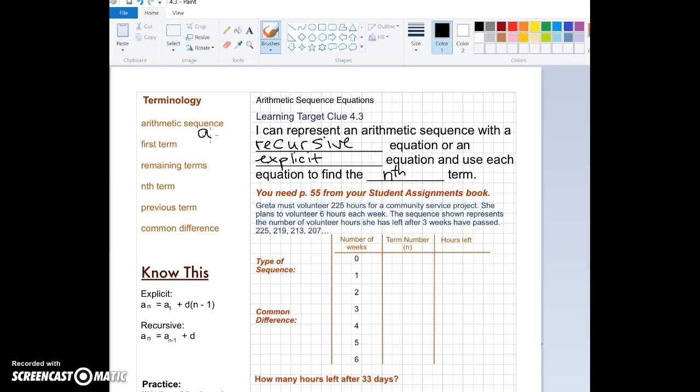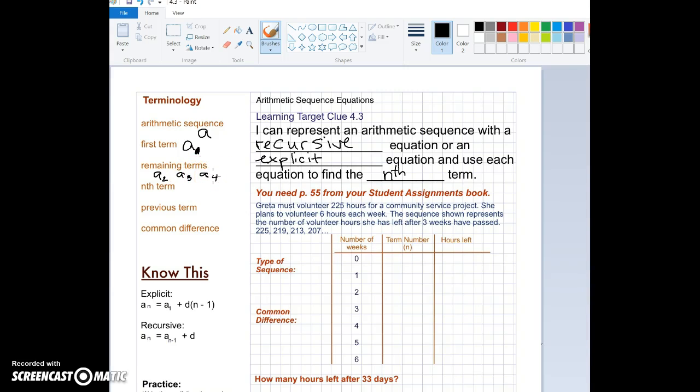A represents the arithmetic sequence, and each term in the arithmetic sequence is represented by the letter A and then a little subscript number underneath it. And so the first term of a sequence would be represented by A sub 1. I'm having a hard time writing today. And all remaining terms would be A sub 2, A sub 3, A sub 4, and so on.